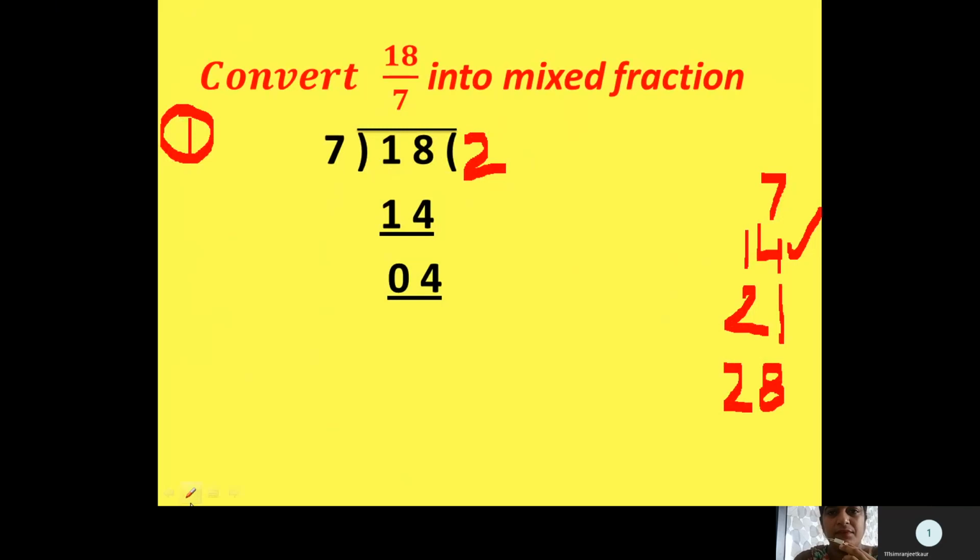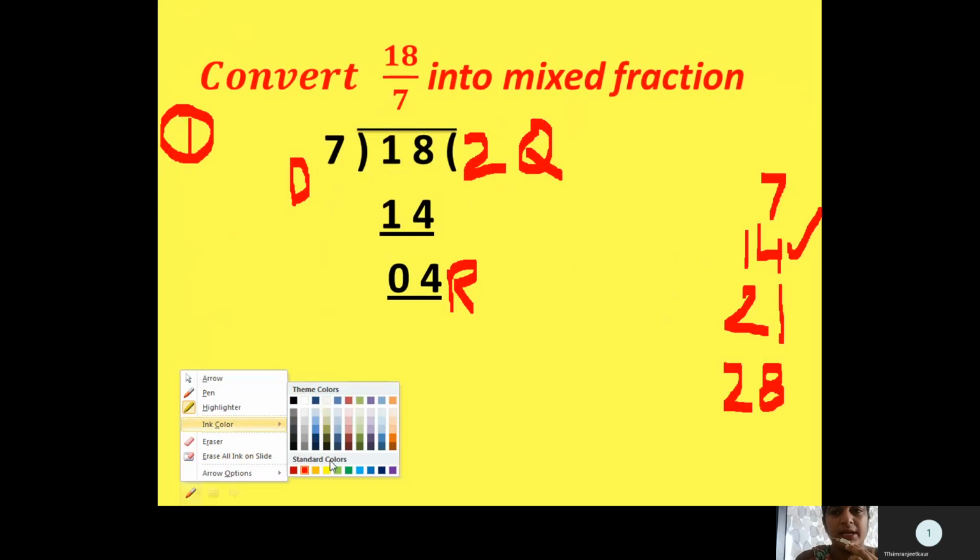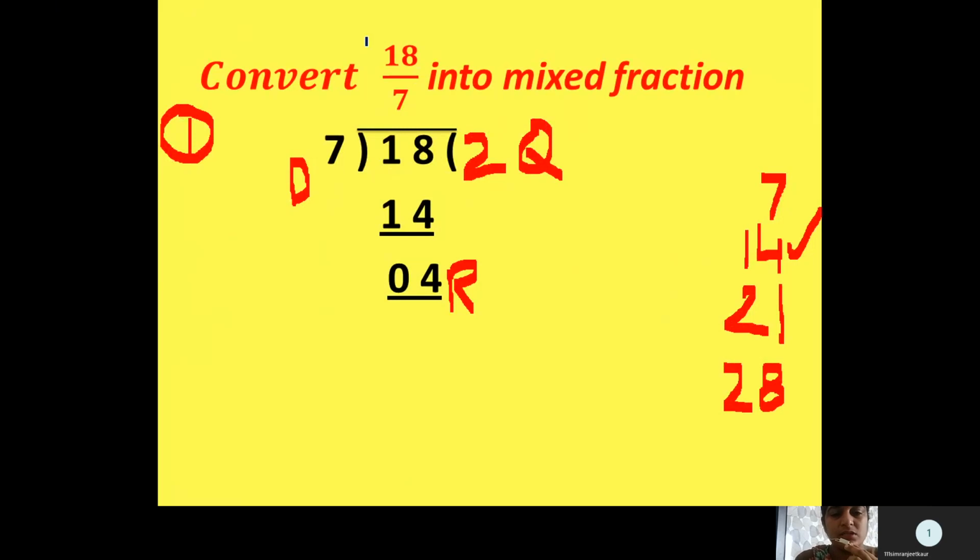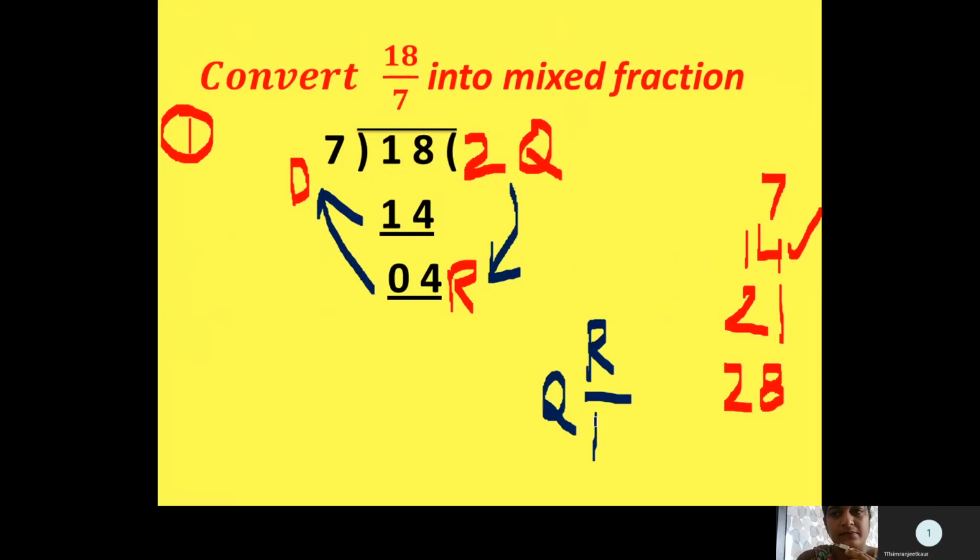Now after division, we find that our quotient is 2, our remainder is 4 and our divisor is 7. So now when we have to write given fraction into mixed fraction, we have to go from quotient to remainder and then from remainder to divisor. So when we have to write the corresponding mixed fraction, first we will write quotient, then remainder and then divisor. So correct format is QRD.